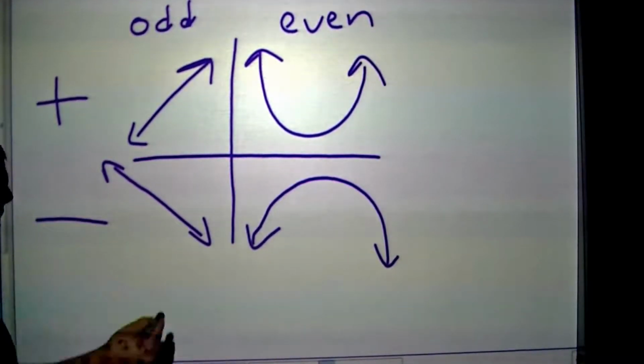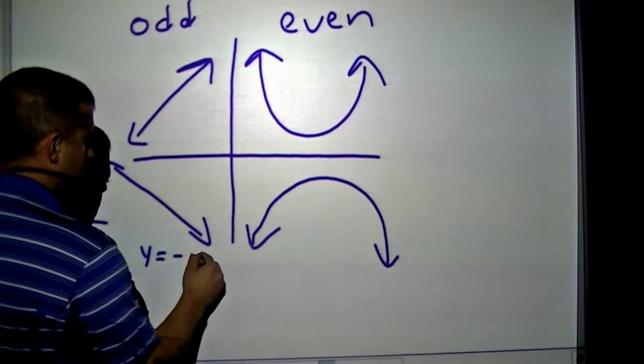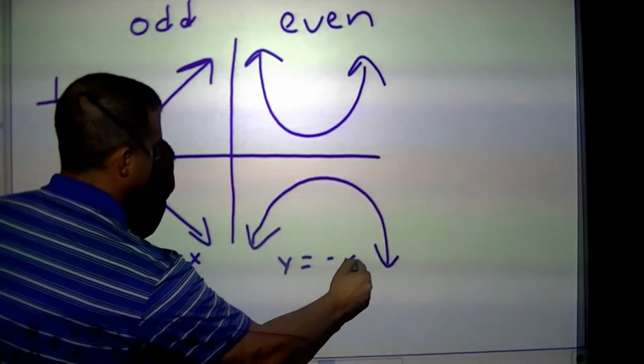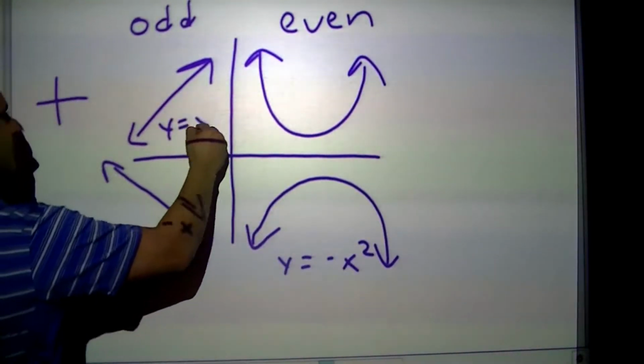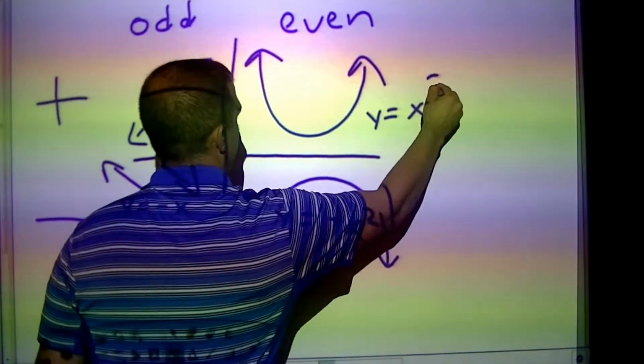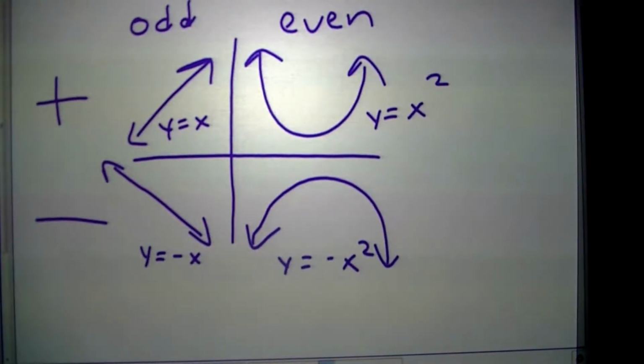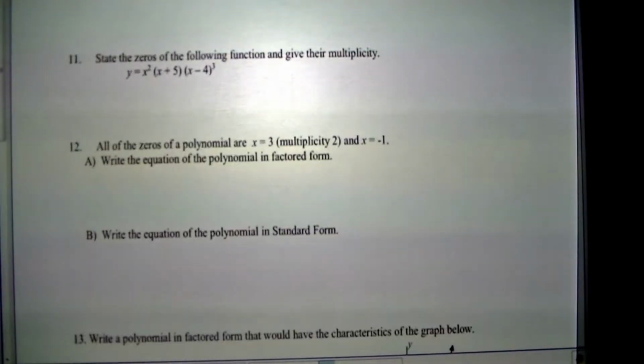So this is a negative slope, because that would be like the equation y equals negative x. That would be like y equals negative x squared. Obviously, this is y equals x, and this is y equals x squared. So that can help you in figuring out positives and negatives. So let's go back and look at my examples here.